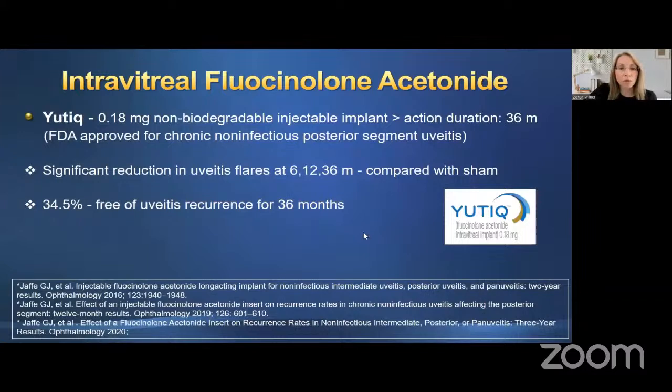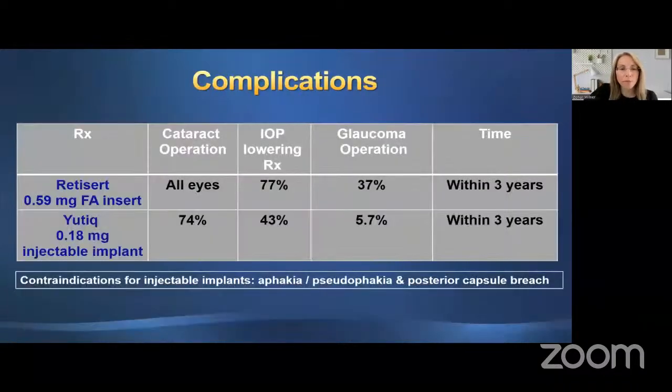Another option is using the Iluvien, which is a non-biodegradable injectable fluocinolone implant with action duration of 36 months. Using this option showed significant reduction in uveitis flare during 36 months, and in a third of the patients, they were free of uveitis recurrence during 36 months. Common complications are cataract, the need for cataract operation, the need for intraocular pressure lowering treatment, and glaucoma operation in both Retisert and Iluvien use, with higher incidence for these complications with the use of Retisert.